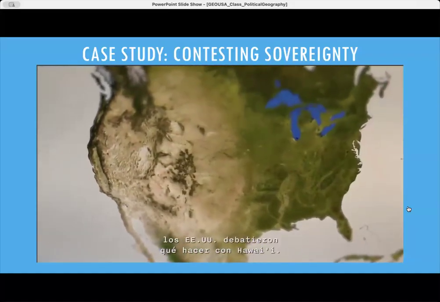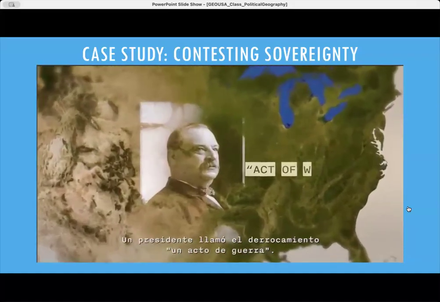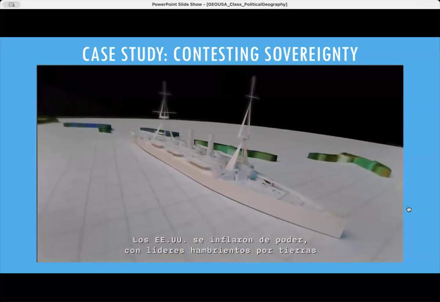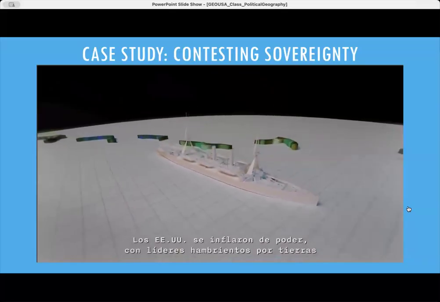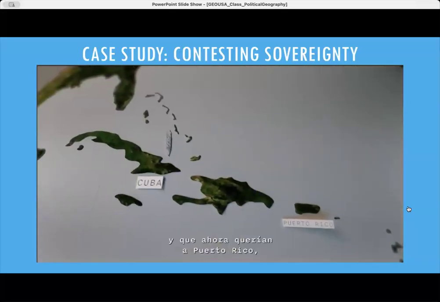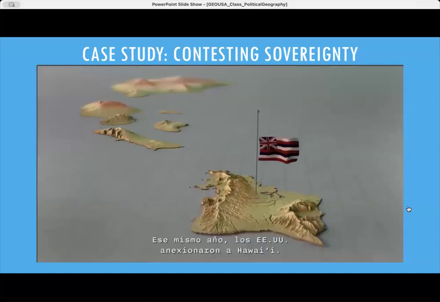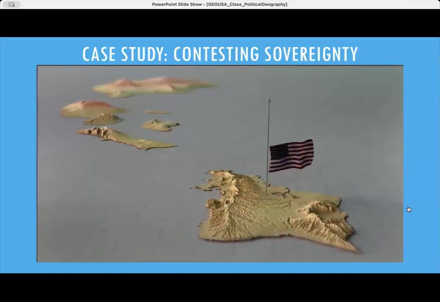For a few years after the overthrow, the U.S. struggled with what to do with Hawaii. One president called the overthrow an act of war. But then came 1898, and the U.S. went on a power trip with land-hungry leaders who were now going for Puerto Rico, Cuba, Guam, and the Philippines too. That same year, the U.S. annexed Hawaii.